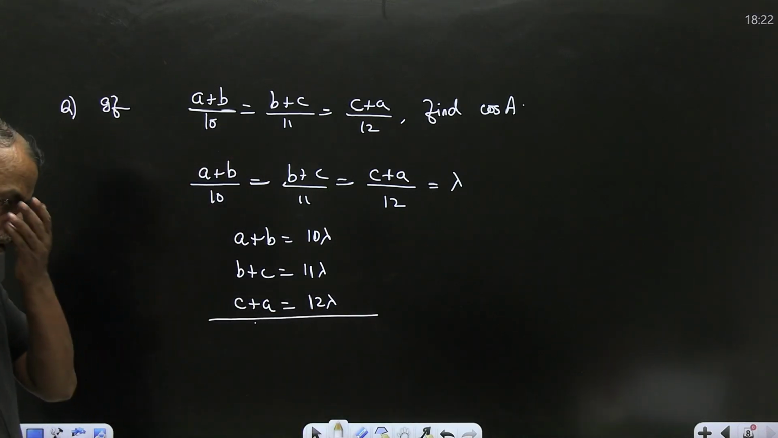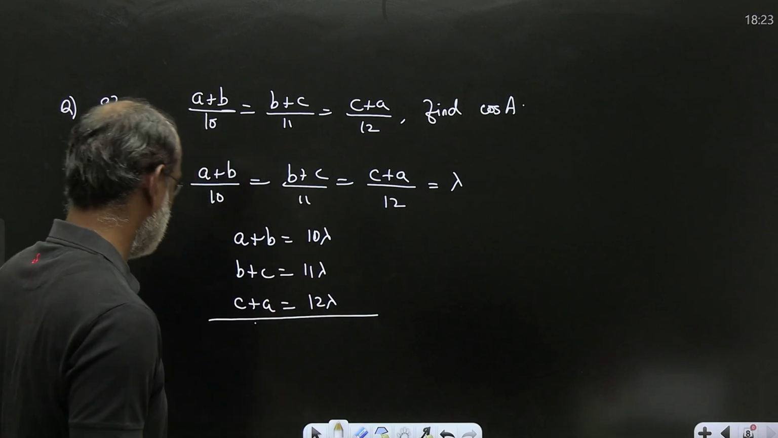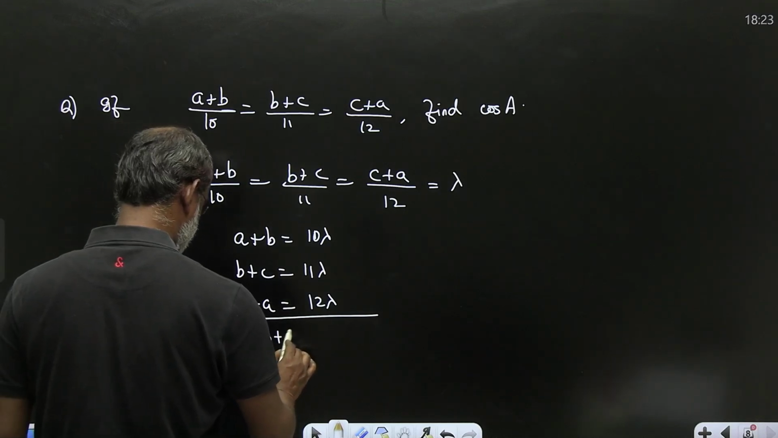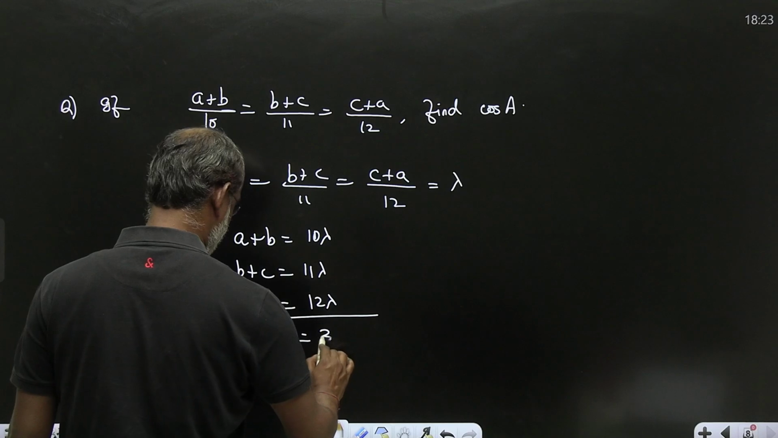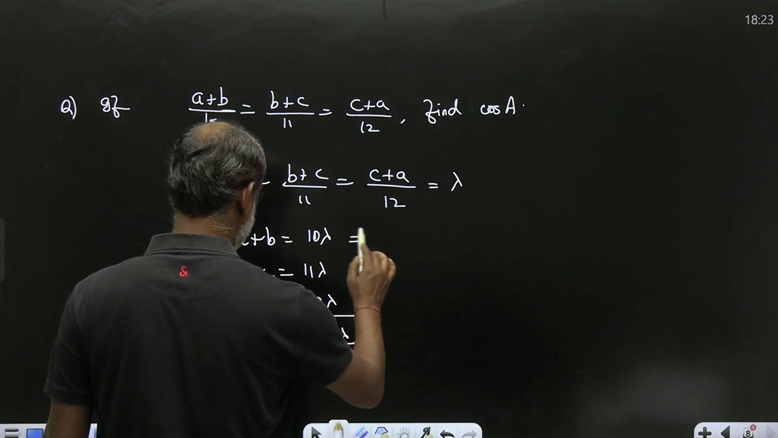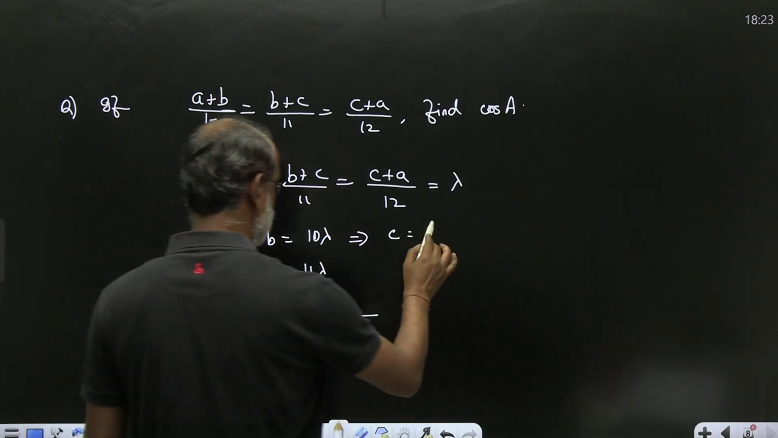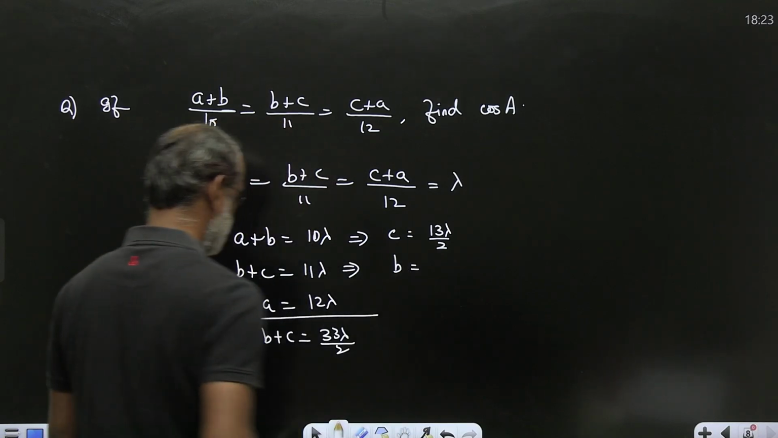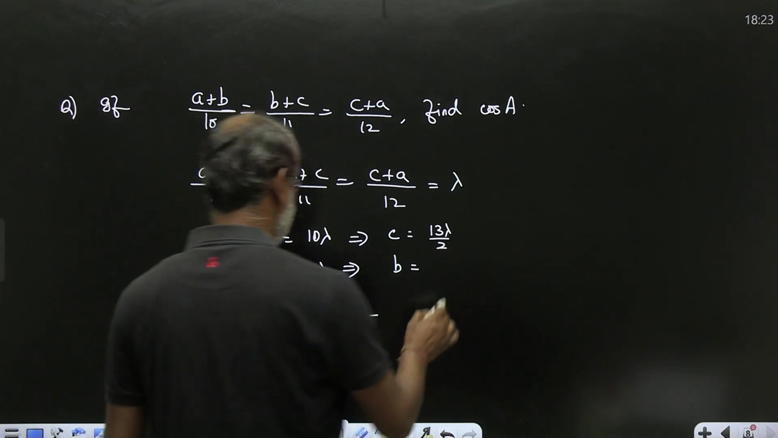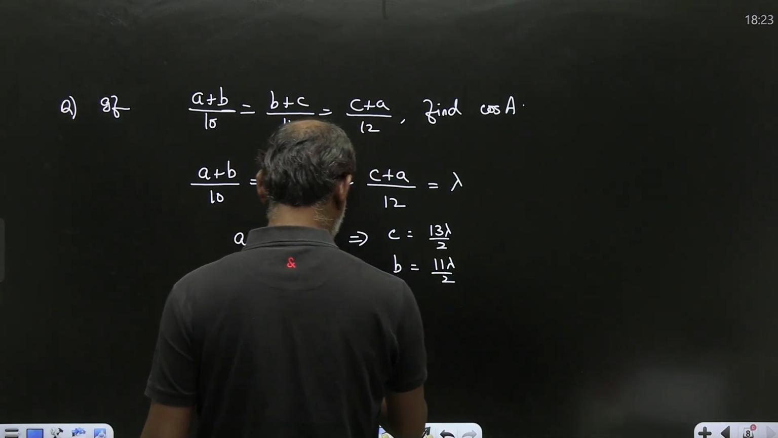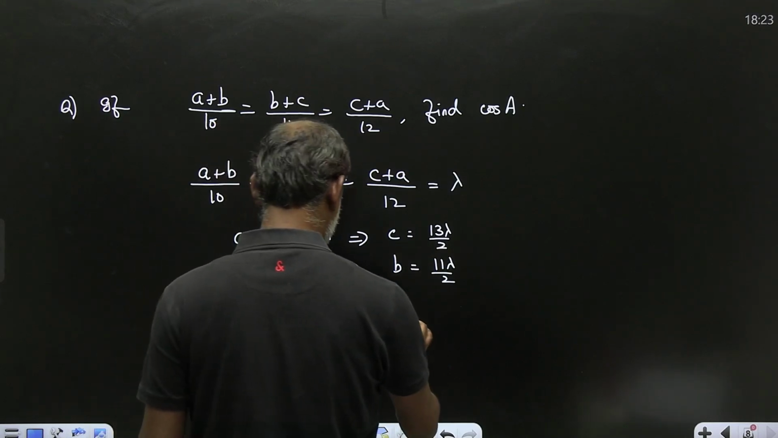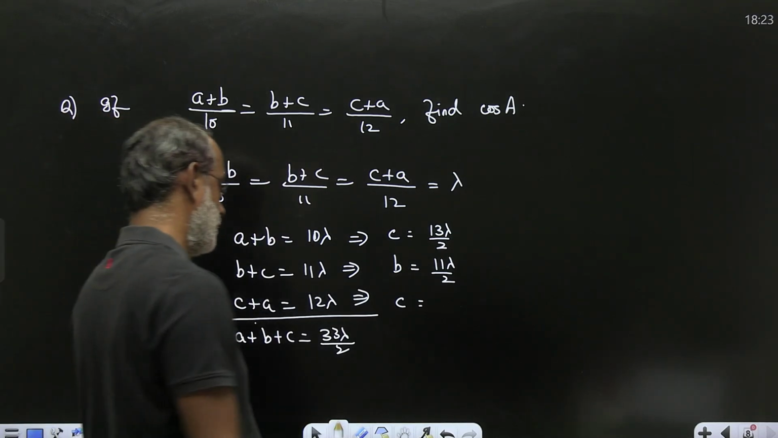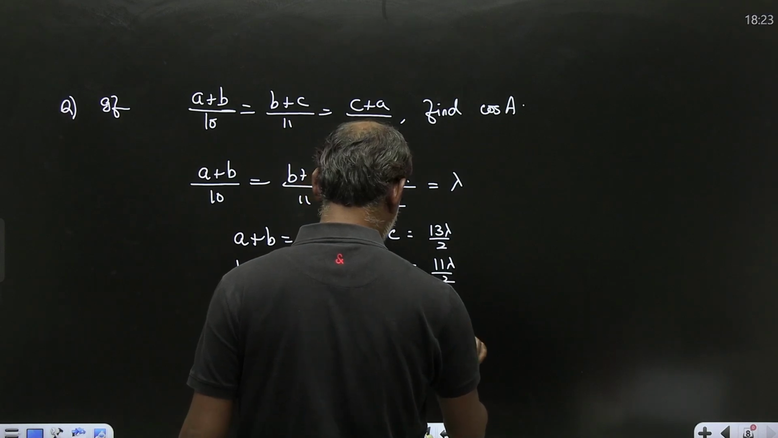You simply add, sorry, a plus b plus c is 33 lambda by 2. Then c is 11 lambda by 2, isn't it? And then 12... b is 9 lambda by 2. Sides are in AP.